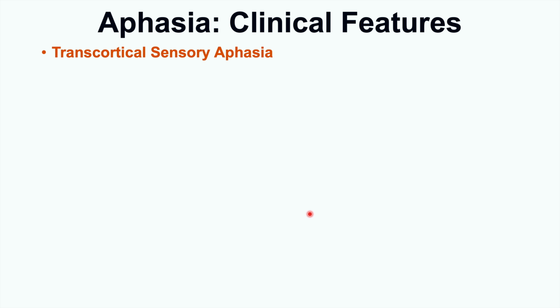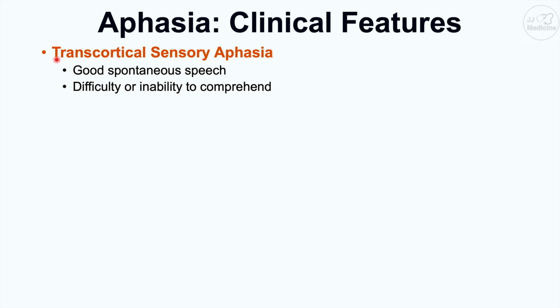Now, moving on to the transcortical aphasias, the first one we're going to talk about is transcortical sensory aphasia. Remember, this is a lesion around Wernicke's area, but not involving Wernicke's area. So you might be wondering what happens here. Because Broca's area is not involved, we see good spontaneous speech. But because they have some areas around Wernicke's area, they can have some difficulty or inability to comprehend. They may have some ability to comprehend, but they will have some difficulties as well.